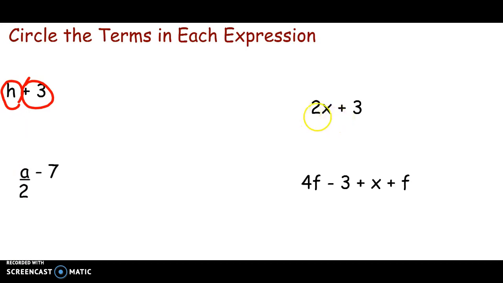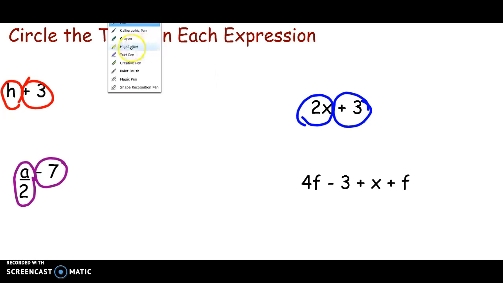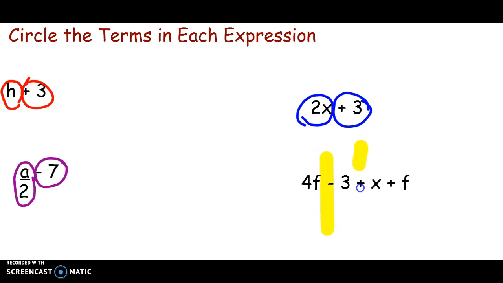So if I look at 2x plus 3, the terms, I have 2 of them. I have 2x and positive 3. And if I look at a divided by 2 minus 7, the whole thing up until the minus sign is a term. So a divided by 2, or a over 2, is a term, and minus 7 is a term. So if you can think of them, the subtraction and addition signs are almost stop signs. So that would break it up, that would break it up, and that would break it up.